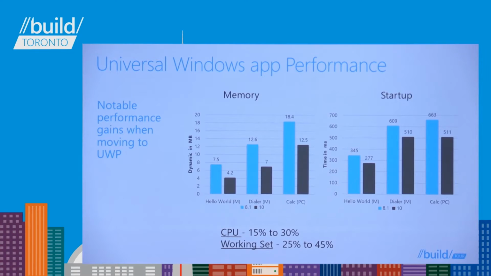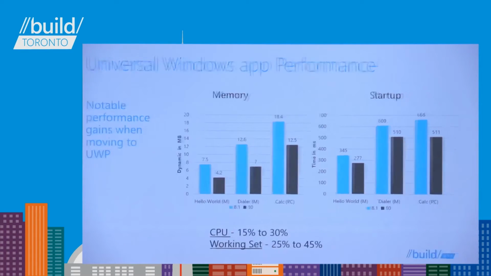Simply by recompiling your application from Windows 8.1 to Windows 10, you get a huge resource benefit. For example, just by recompiling a simple application or even a complicated application, you can get memory resource down almost by half. Even the startup of your application can improve drastically just by recompiling, making no other changes to your application. And we have some graphs of applications that we've tested to see how this works.